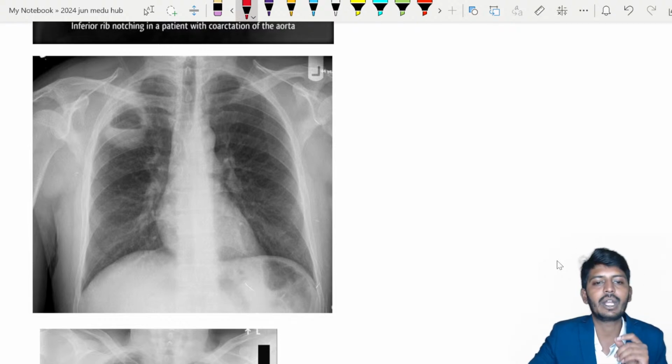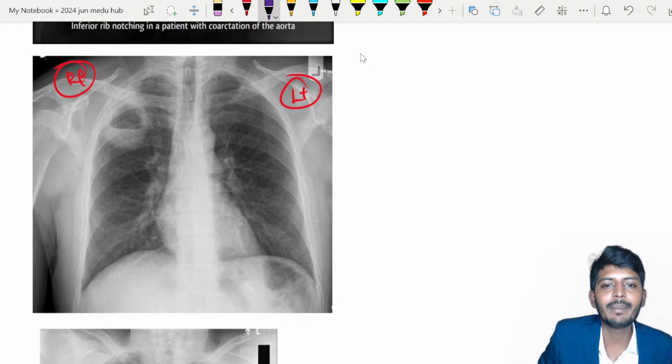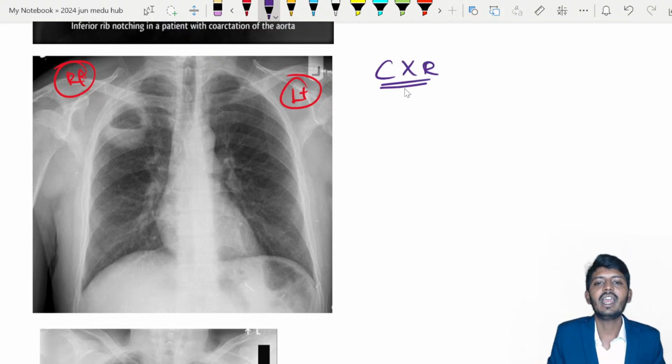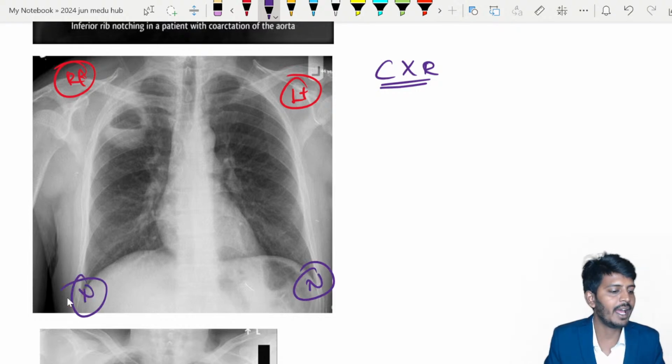What is the next important one? Let's start with again what is the investigation. So this is your left side, this is your right side, of course. So what is this investigation? This is a chest x-ray. Of course this is a chest x-ray. If this is a chest x-ray, then what are we supposed to look at? Angles. Both the CP angles are sharp. If the angles are sharp, they are normal.